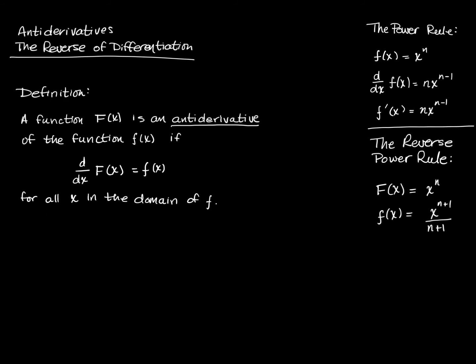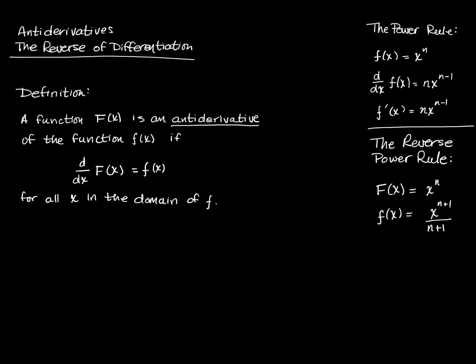Big F of x is the function whose derivative is little f of x. Now, if a function is not defined at some point, then you can't take the derivative of that function at that point. And that's all this last line means. You can't take the derivative of little f of x, so you can't find the antiderivative of big F of x if there's a point in the domain of little f that's going to be problematic.